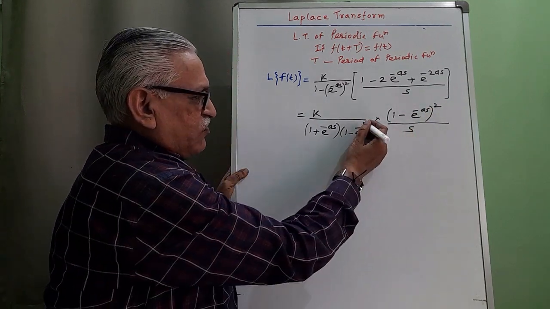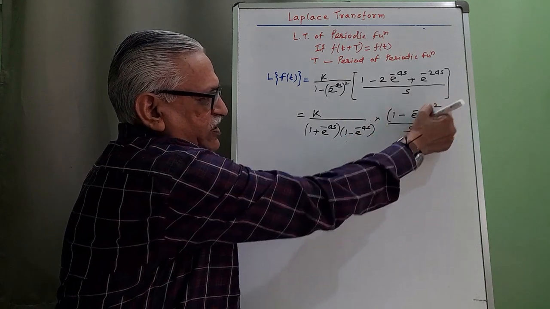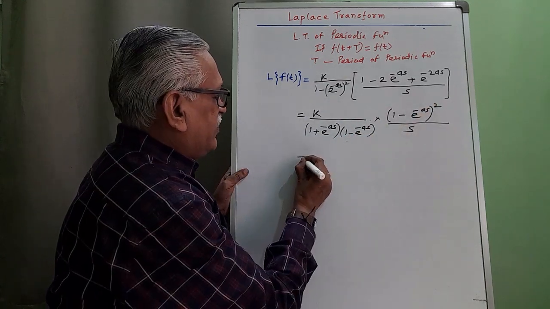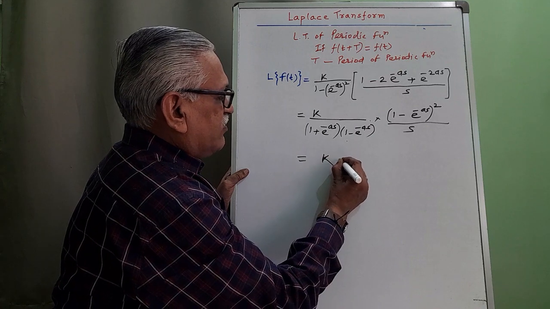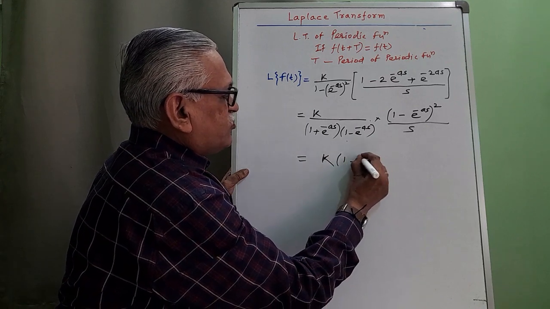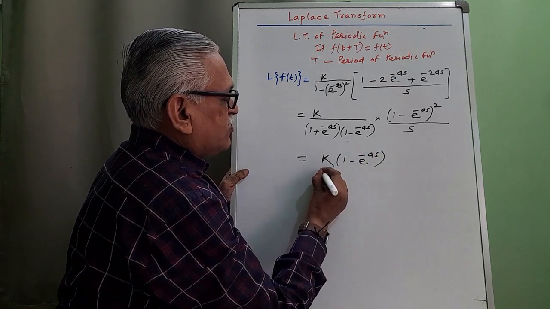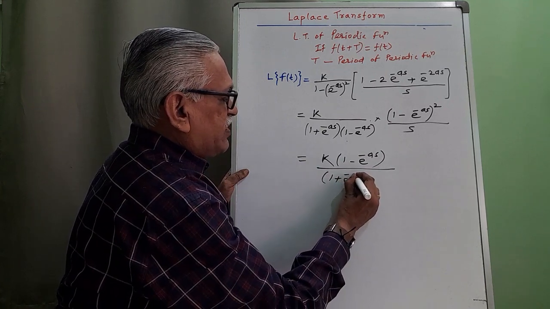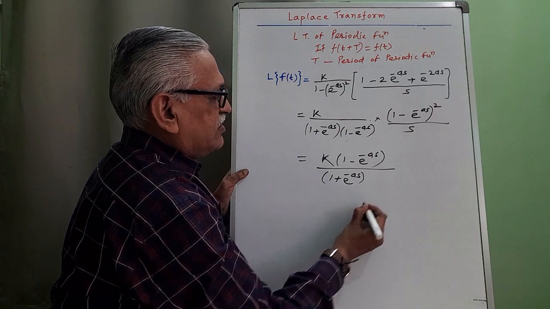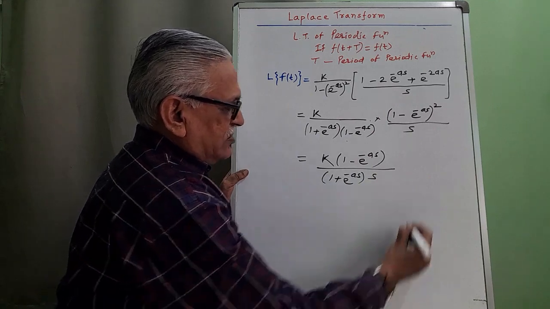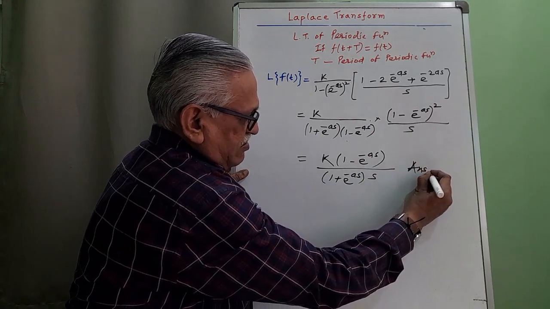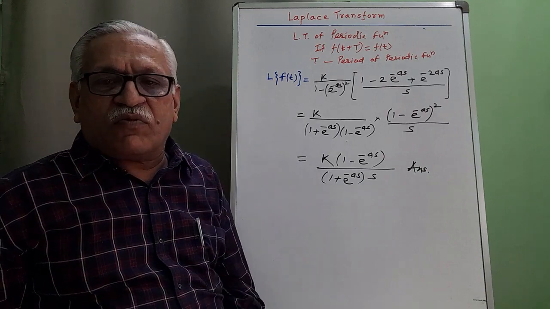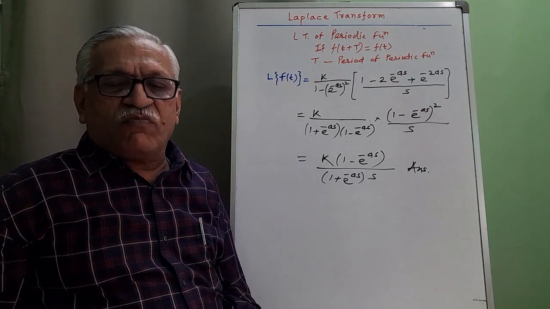So this 1 minus e raised to minus as cancels with one term, and finally we get k into (1 minus e raised to minus as) whole divided by (1 plus e raised to minus as) into s as the required Laplace transform or answer. One more I will discuss.